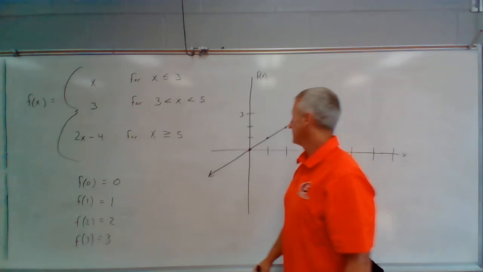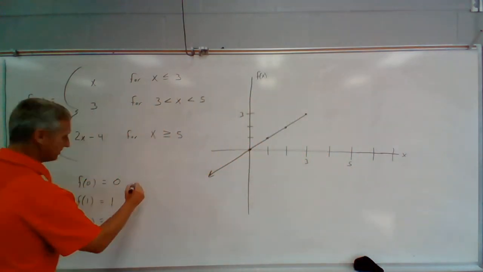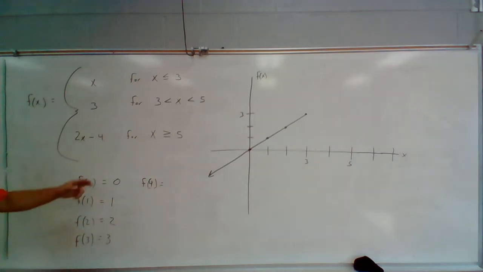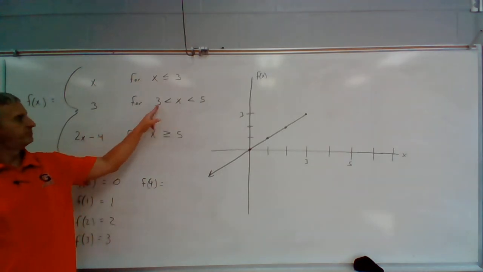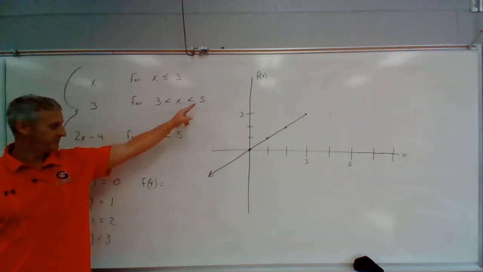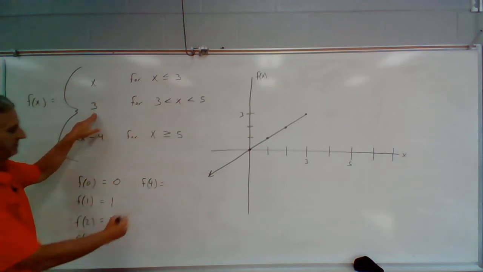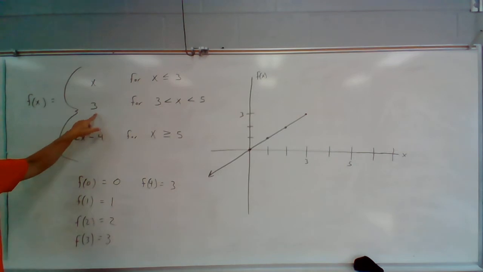All right, let's plug in some numbers bigger than 3. So let's try f of 4. 4 is bigger than 3, but it's less than 5. So I would use this equation. So f of 4 would just be 3.